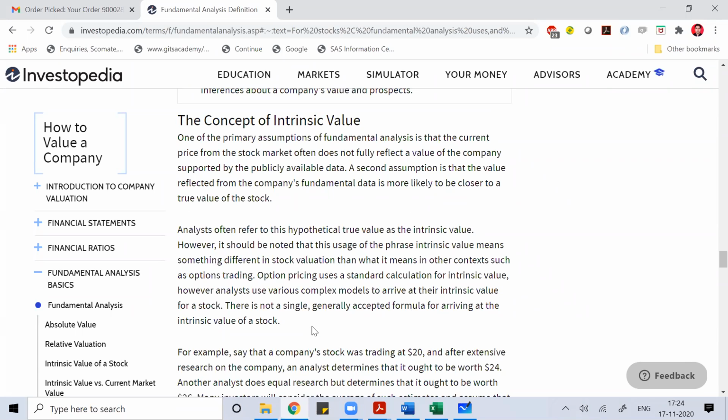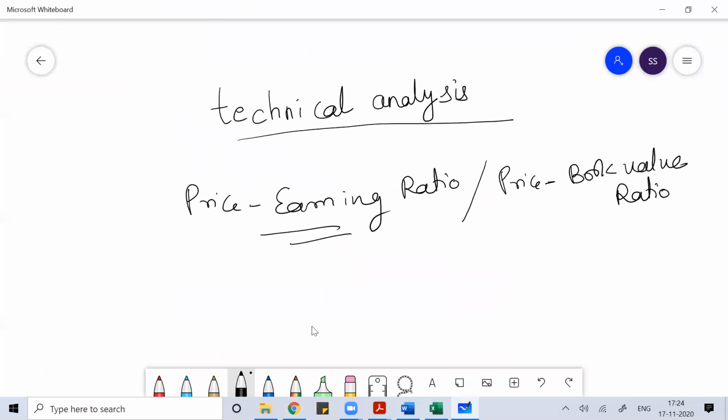Those ratios can be the EBITDA to enterprise value ratio, the P/E ratio, the price to book value ratio, the price to sales ratio, and EBITDA to enterprise value.